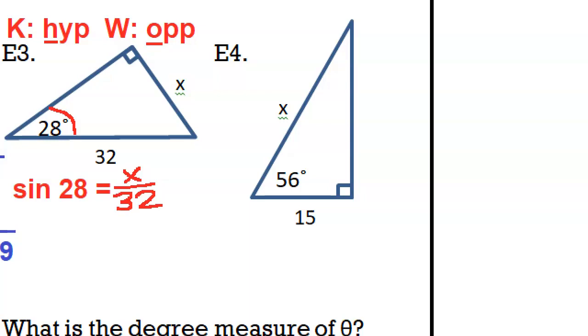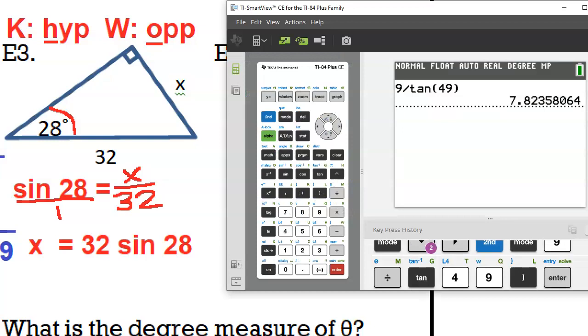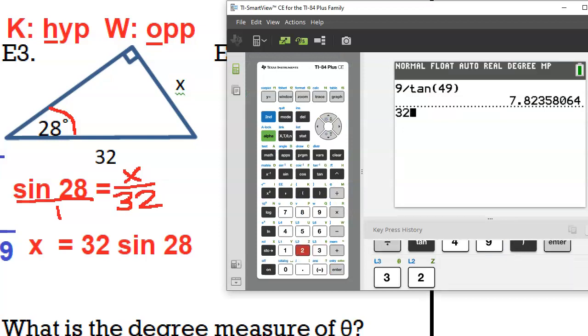I like it when it gets set up this way because if the x is on top, I'm only going to have to do one step. If I cross multiply, I'm going to get x times 1, which is x. And then 32 times the sine of 28 is 32 times the sine of 28. Throw it in. Let's go. 32 times the sine of 28.